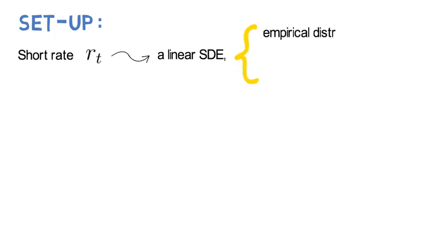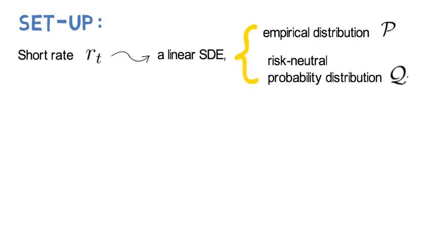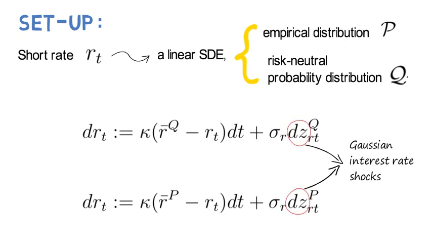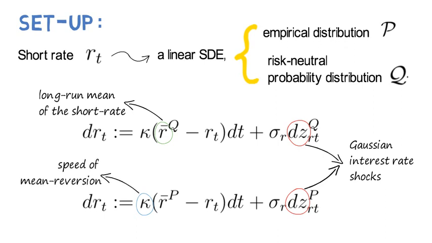So we assume the short rate r_t follows a linear Ito stochastic differential equation, both under the empirical distribution P and under the risk-neutral probability measure Q. So mathematically, that's the dynamic of the short rate under both probability measures. Note dz are Gaussian interest rate shocks. Also note the terms r-bar and kappa have the interpretation of the long-run mean of the short rate and the speed of mean reversion, respectively.